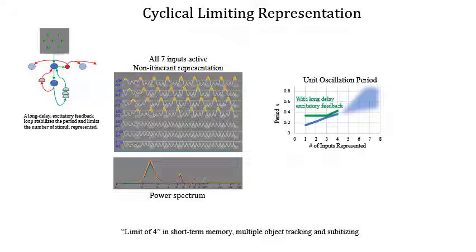Giving the coordinator layer a second feedback pathway that is positive and considerably more delayed allows 1 to 4 objects to be represented exclusively. 5 or more objects are ignored. Extra objects are excluded because their representations face high background inhibition and cannot be squeezed into the fixed period.